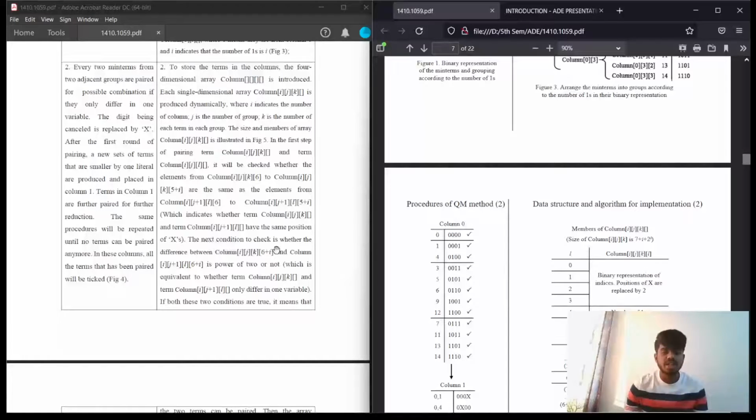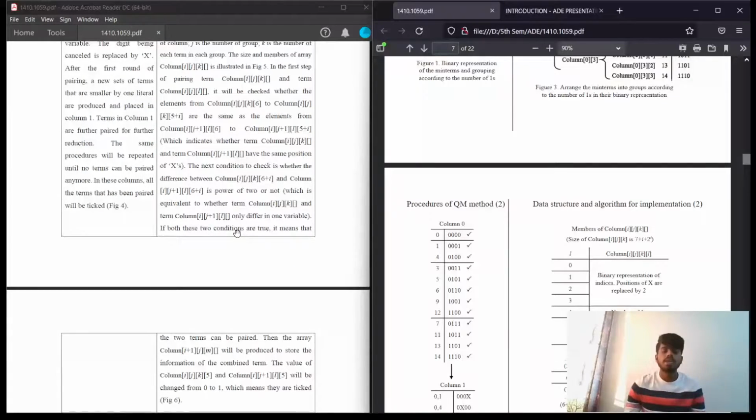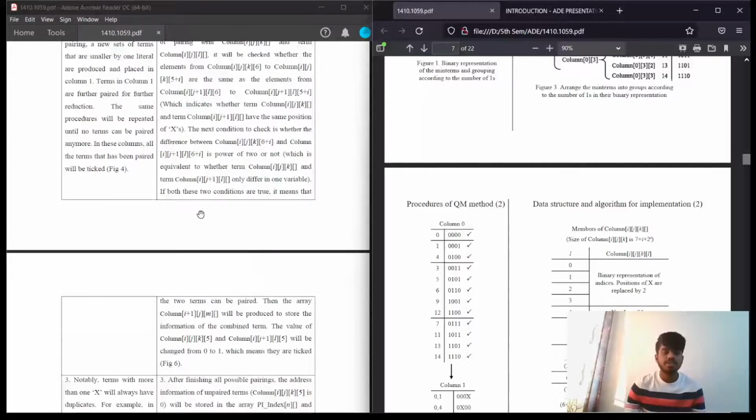In the next step, the next condition is checked: whether the difference between column ijk[i] and column i+1 j l[i] is a power of 2 or not. The power of 2 is nothing but the corresponding binary digit represented over here. When the difference between them in this array is 2 power n, this means that they differ only by 1 bit. So that's how the compiler will be able to find out whether these two differ by 1 bit or not. If both these conditions are true, it means that the two terms can be paired.